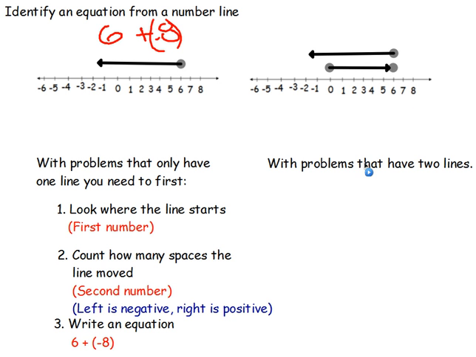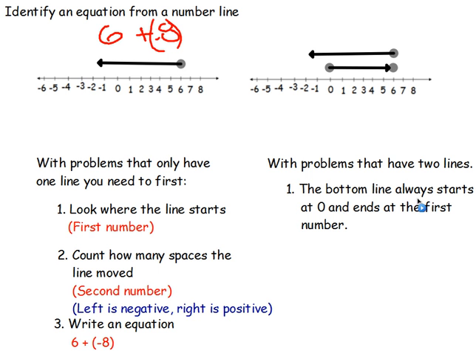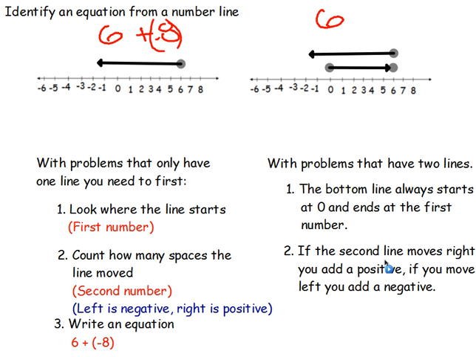So with problems that have 2 lines, the bottom line always starts at 0 and ends at the first number. So it ended at 6. And if the second line moves to the right, you add a positive. If you move to the left, you add a negative. So this is moving left, so I know I'm going to be adding a negative.